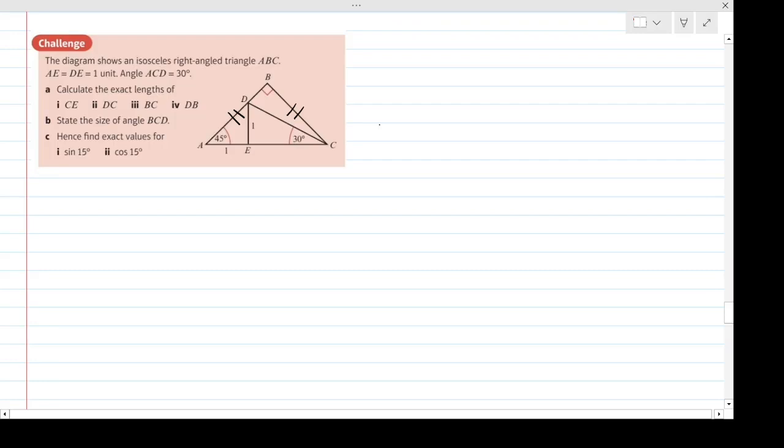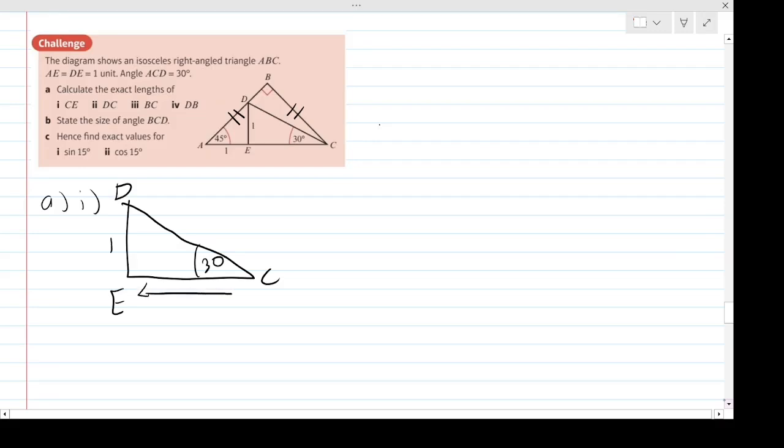Okay, we're also told that AE and DE are 1. Well, they've told us that here, and the angles that we need to work with are 30 and 45. We first need to find the length of CE. So that would correspond to that triangle. If I draw that triangle out then, so we have CED, that'd be 1. This will be 30. So we need to find this CE, right?